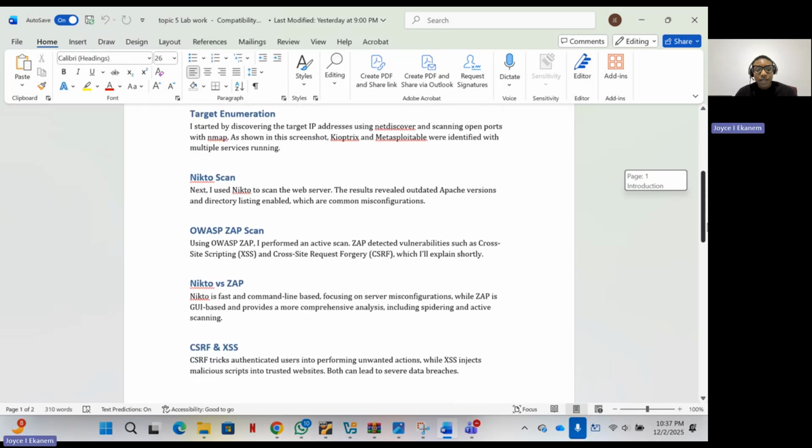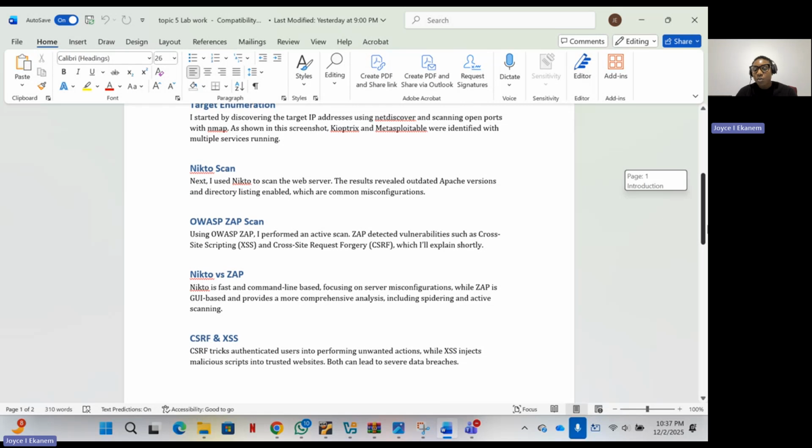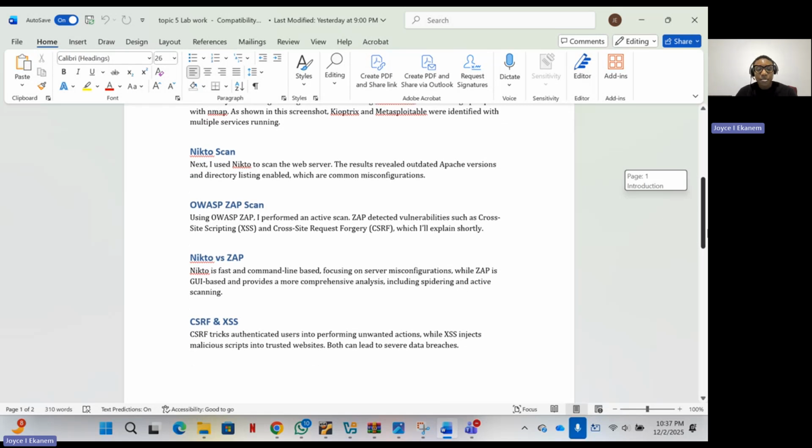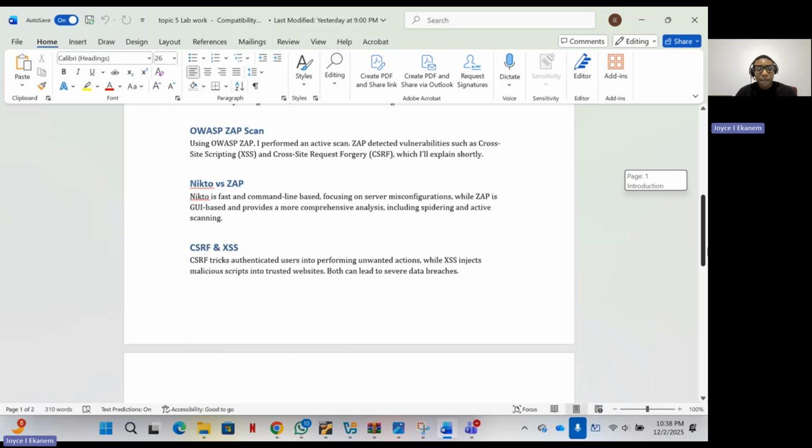And with the Nikto scan, next I used Nikto to scan the web server. The result revealed outdated Apache versions and directory listing enabled, which are common misconfigurations. The OWASP ZAP scan: using OWASP ZAP, I performed an active scan. ZAP detected vulnerabilities such as cross-site scripting and cross-site request forgery, which I will be explaining shortly.